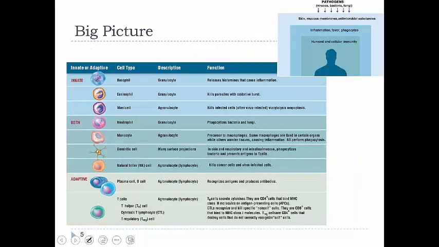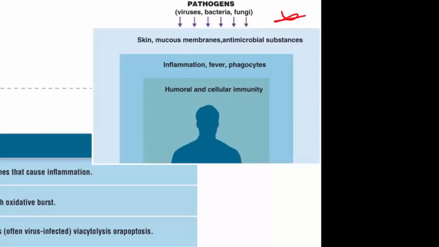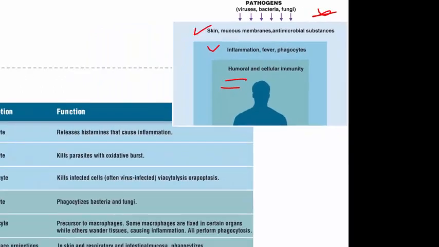Okay, so first the big picture, just to put this again, we already went through that, but outside of your body you have possible pathogens, which include viruses, bacteria, fungi, worms. Your skin, mucous membranes, and antimicrobial substances is your first line of defense. It's on the outside. They get past that, then you have your inflammation, fever, and your phagocytes. And then your last line of defense, or the most specific, is the humoral and cellular immunity.